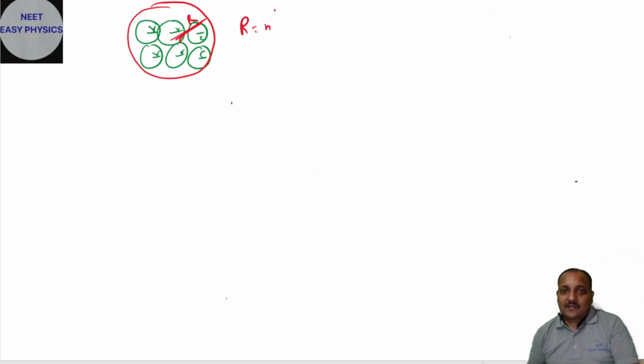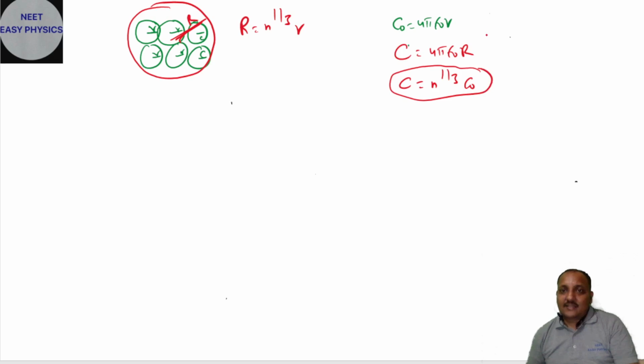What is the equation we got? R is n power 1 by 3 times the smaller radius r. Smaller capacitor capacitance C naught is equal to 4 pi epsilon naught r. What is the bigger capacitor capacitance? Bigger capacitor capacitance is 4 pi epsilon naught capital R. So what is the relation between these two? C is n power 1 by 3 C naught. Like that, what is the voltage relation we got? V is n power 2 by 3 V naught.